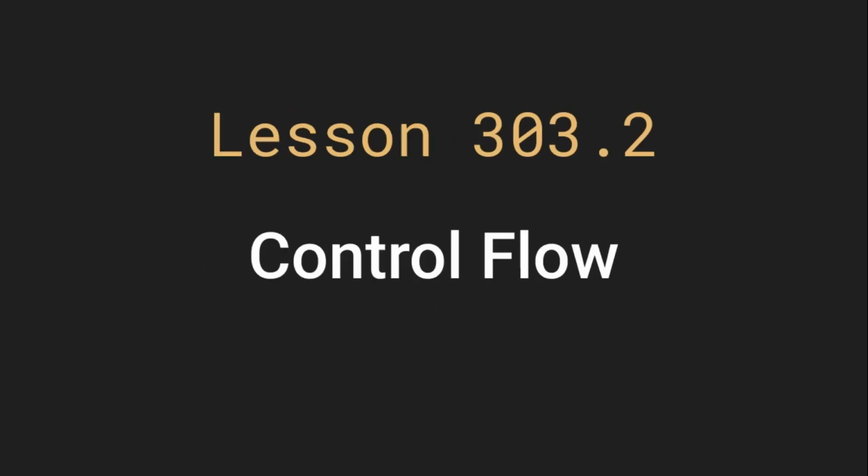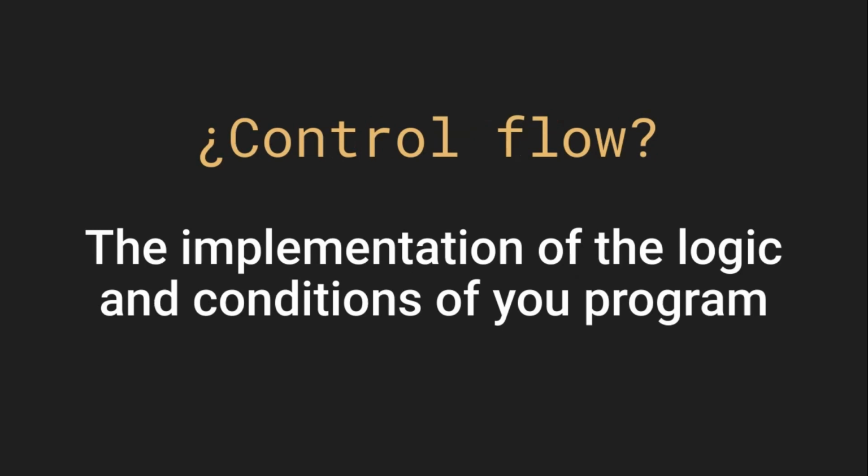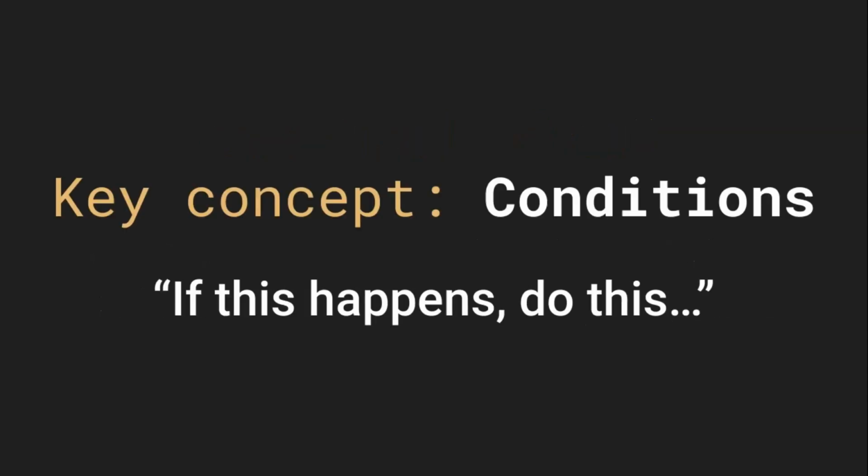So the main topic of this lesson is control flow. And you may ask, what is control flow? Well, it is about the implementation of the logic and condition of your program. Think about this key concept, conditions. If this happened, do this, and if another thing happened, do that. In this module, we will see a lot of features of the Aiken language, but they all fundamentally iterate around the same concept, conditions.